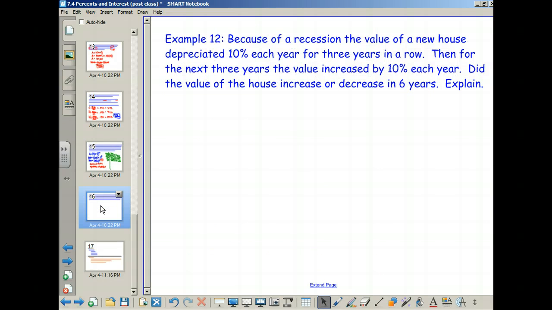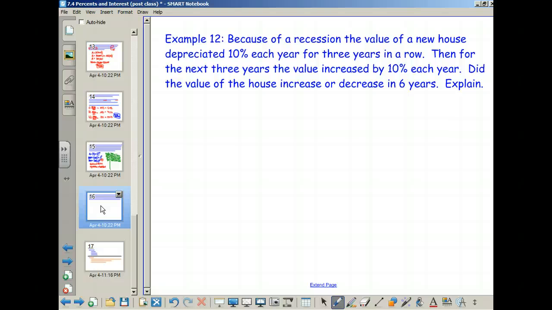All right, last problem. It's one of my favorites. Because of the recession, the value of a new house depreciated 10% each year for 3 years in a row. Then, for the next 3 years, the value increased by 10% each year. Did the value of the house increase or decrease in that span of 6 years? Explain. So, the natural inclination is to think, well, it increased 10% 3 times and it decreased 10% 3 times, whichever order it happened in. Well, it should just be the same value you started with. And that sort of seems like what might happen. So we're going to play around with the numbers and see if that's what really happened.